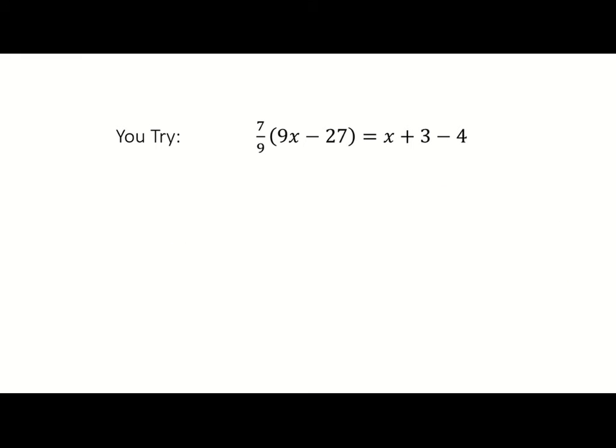Your second try is 7/9 times the quantity 9x minus 27 equals x plus 3 minus 4. Please pause the video and try this problem yourself. When you have finished solving, you may resume the video to check your answer.